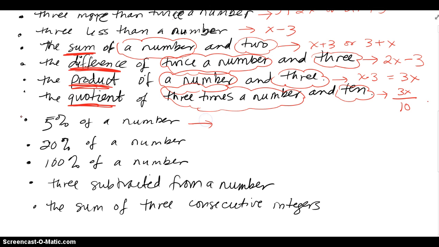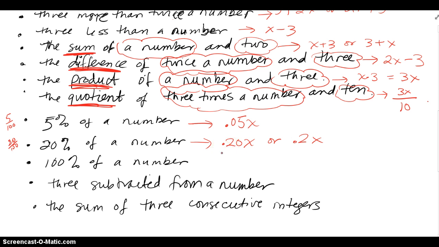So 5% means 5 per 100. So we're really looking at something like 5 divided by 100, which moves the invisible decimal at the end twice to the left, because 5 divided by 100 is 0.05. So 5% of a number is 0.05 times x. Similarly, 20% of a number is really 20 over 100, which is 0.20, so 0.20 times x, or just 0.2x, because the 0 after the 2 doesn't really mean anything.